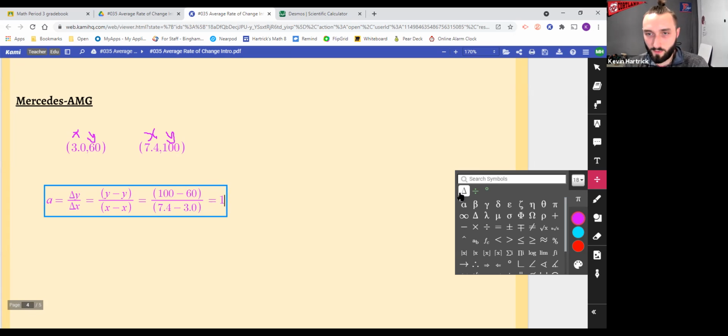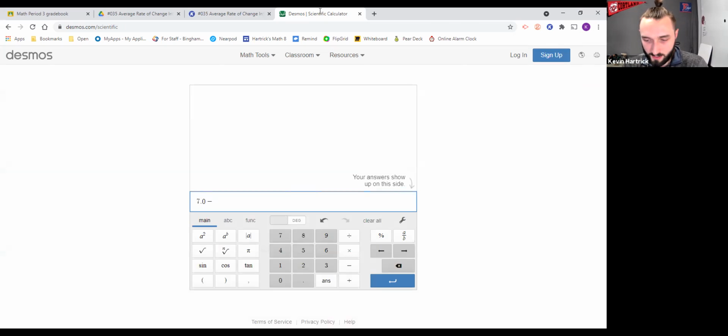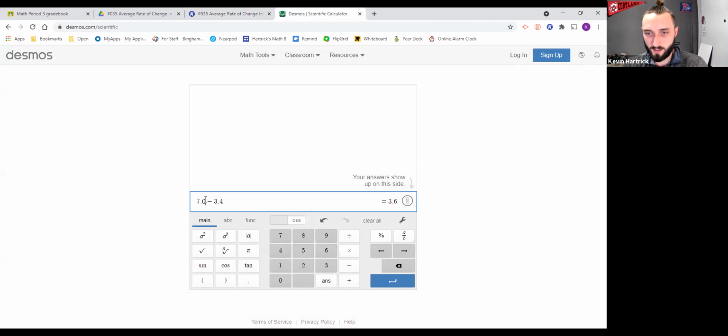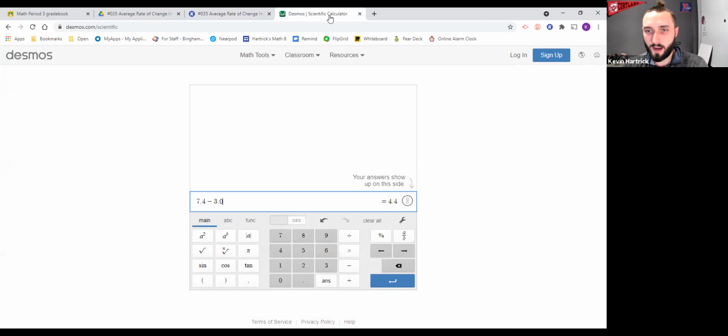And this should give us 40, again on top, and the bottom one should give us 4.4, but I'm going to check that in the calculator just to make sure. So 7.4 minus 3. Yep, 4.4. Okay, and so when we want to actually figure that out, we're going to do 40 divided by 4.4, and that gives us this. And now we're noticing, probably have already noticed, that this is ending up being the slowest one.